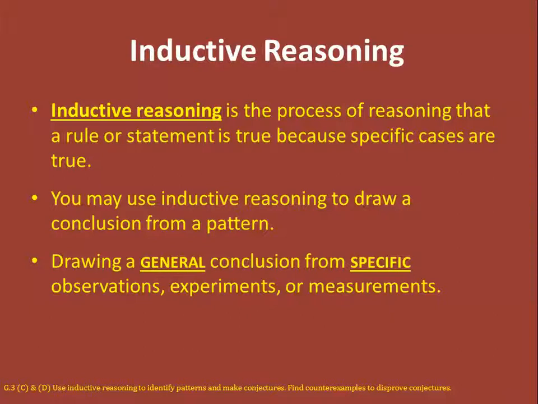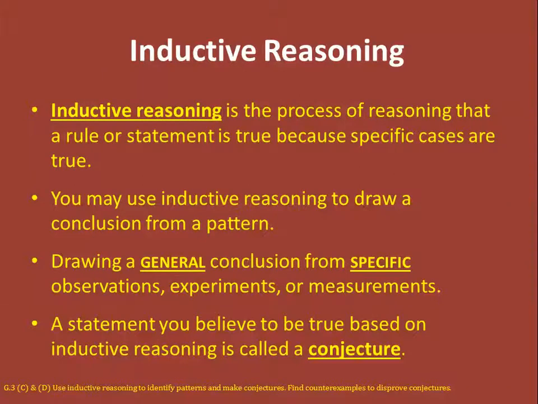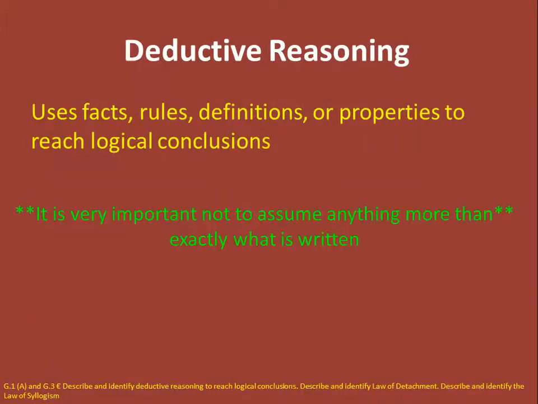And just so you understand, when you're using inductive reasoning, you're drawing a general conclusion from specific observations, experiments, or measurements. A statement you believe to be true based on inductive reasoning is called a conjecture. Now then, the kind of reasoning that we use in geometry is called deductive reasoning. We always use facts, rules, definitions, or properties to reach logical conclusions. It's very important not to assume anything more than what is exactly written.